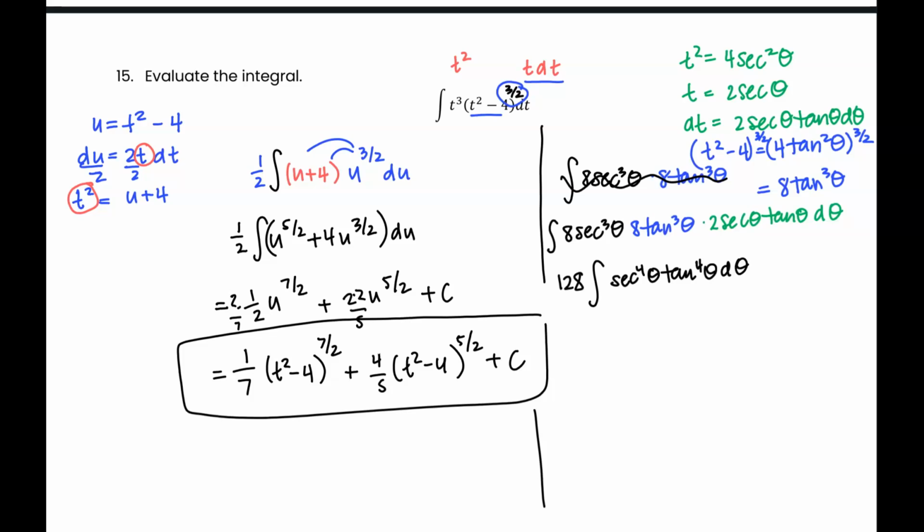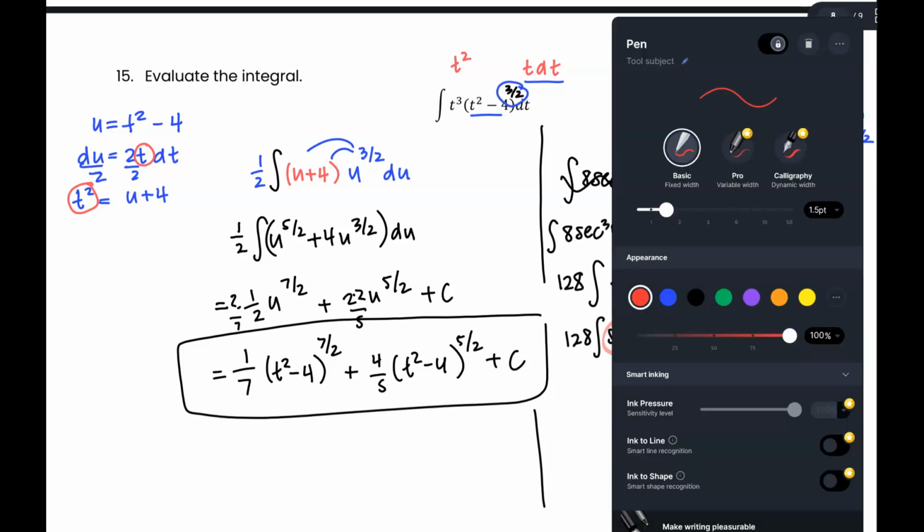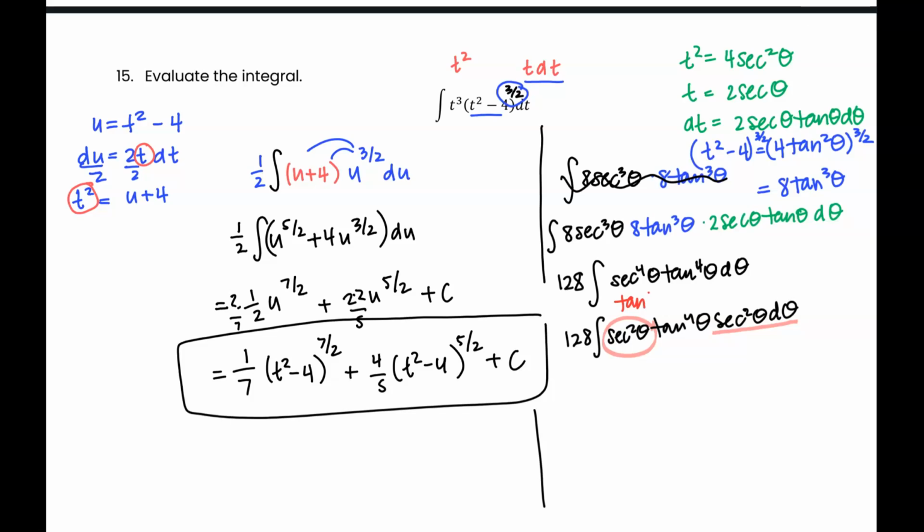I see I can pull off a single instance of secant squared. So that, I'll do it. I don't want to, but I'll do it. Secant squared theta tan 4th theta, secant squared theta d theta. The whole goal of this, right, is to find my du. Recognize I can rewrite secant squared theta as what? Tangent squared theta plus 1. Go ahead and rewrite that in red. So this will be tan squared theta plus 1.